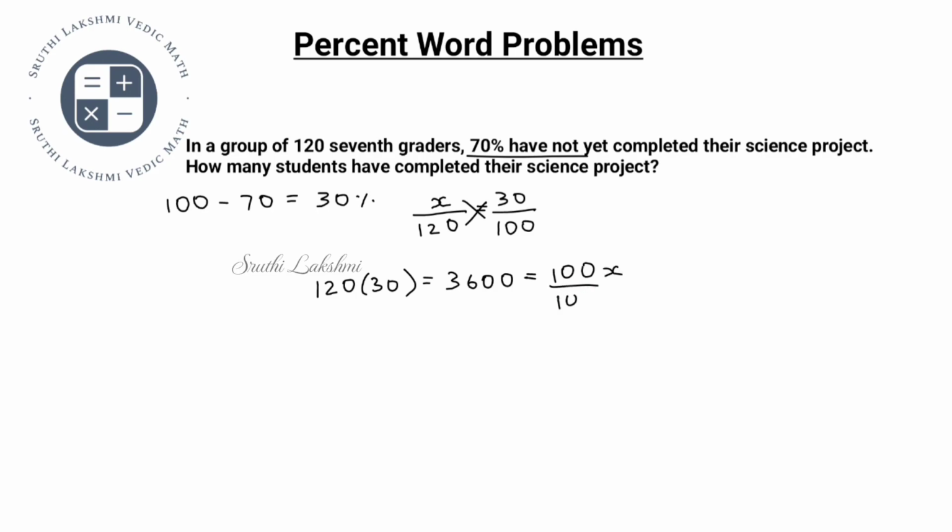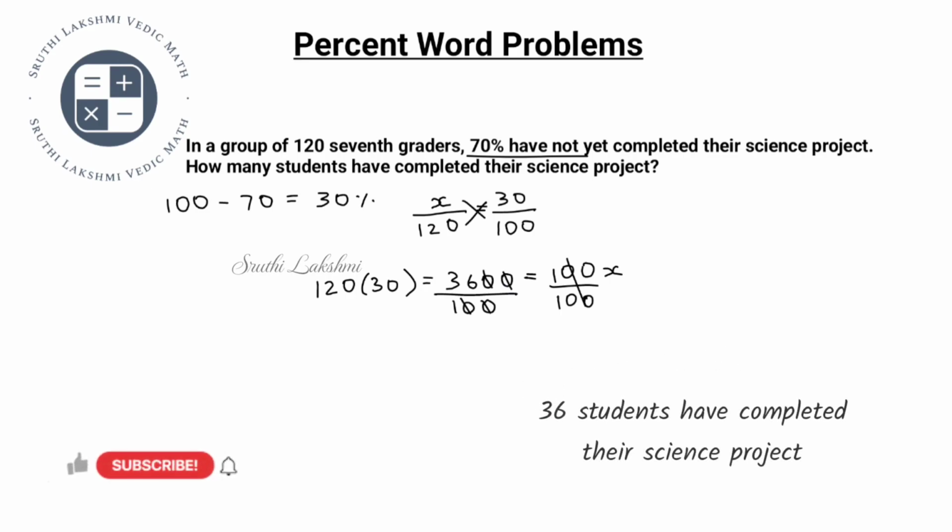Now all we have to do is divide 100 from both sides. So 3,600 divided by 100. So let's cancel the zeros out, and we get 36. So that means 36 students have completed their science project.